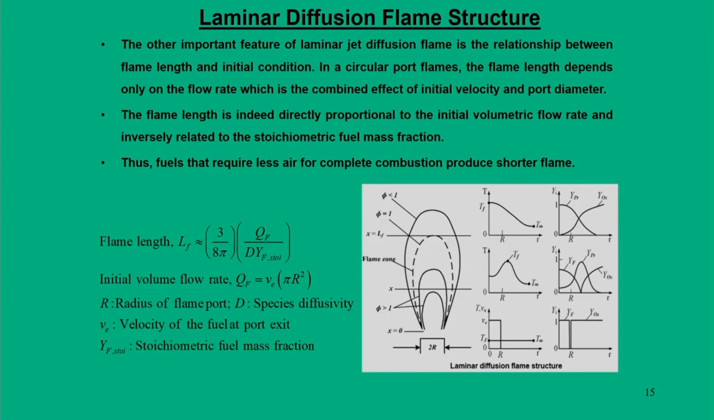And the last point that I need to emphasize is that from this understanding of our analysis and mathematical expressions, one can find the length of the flame for which phi is equal to 1 as approximately equal to 3 by 8 pi into QF divided by D into Y stoichiometric, where QF is the initial volume flow rate, decided by the initial jet velocity and the area of the nozzle port. Then D stands for species diffusivity, and YF is the stoichiometric fuel mass fraction. So, it clearly tells that the length of the flame is directly proportional to the volume flow rate and inversely related to the fuel mass fraction.